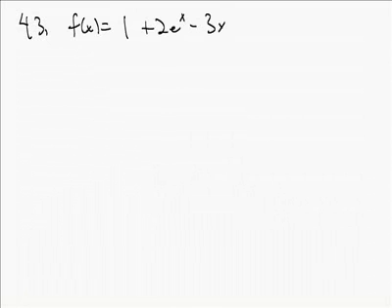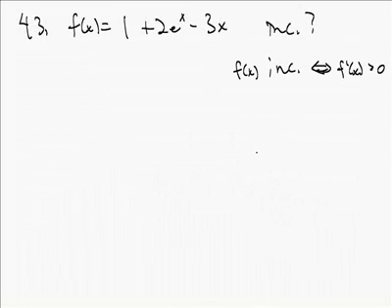Now, just a couple notes about some of the other problems. On 43, you want to know what interval this function f of x, which is equal to 1 plus 2e to the x minus 3x, is increasing. Where is this function increasing? Well, remember, f of x is increasing if and only if the derivative is positive. Positive derivative means the function going up, because the derivative, remember, is the slope of the line tangent.